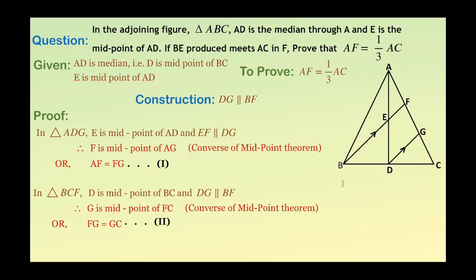Now if we see equation 1 and equation 2, equation 1 says AF equals FG and equation 2 says FG equals GC. So we can combine these two equations and write AF equals FG equals GC. That means the side AC is divided into three equal parts, and hence we can say each part, here we take AF, is 1/3 of AC.